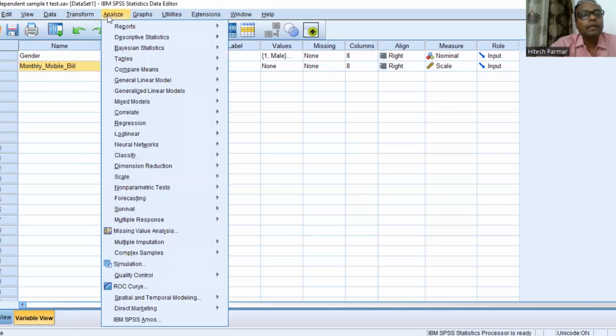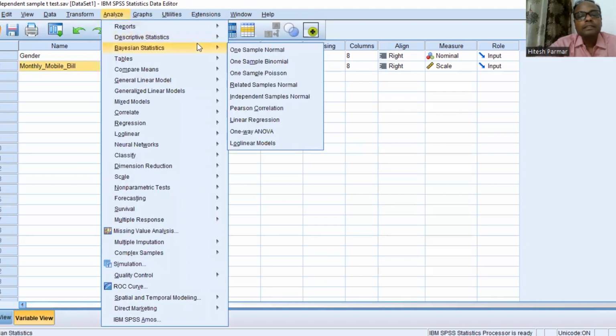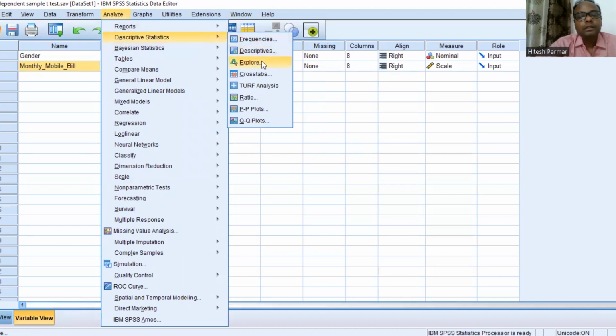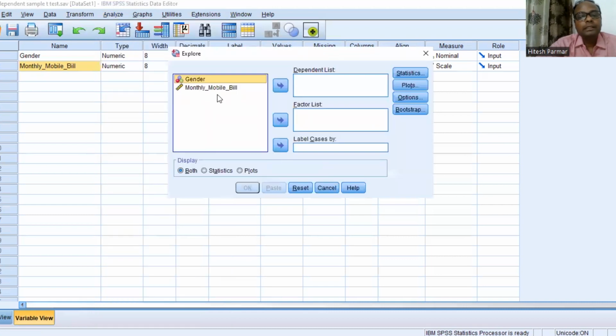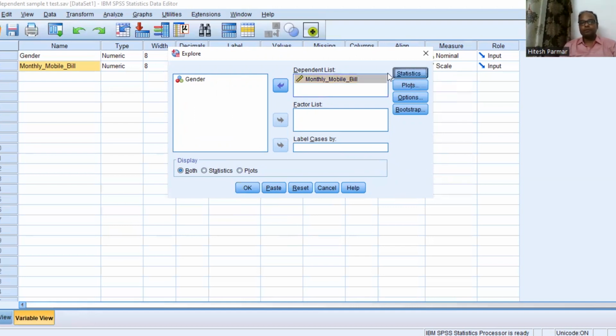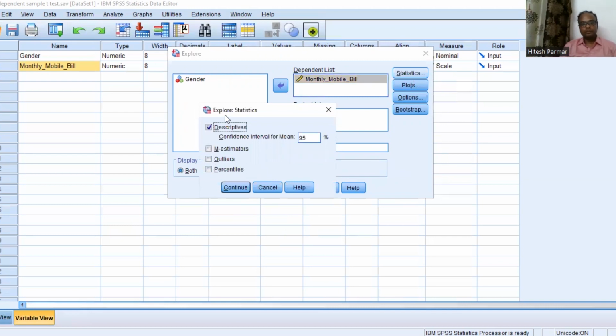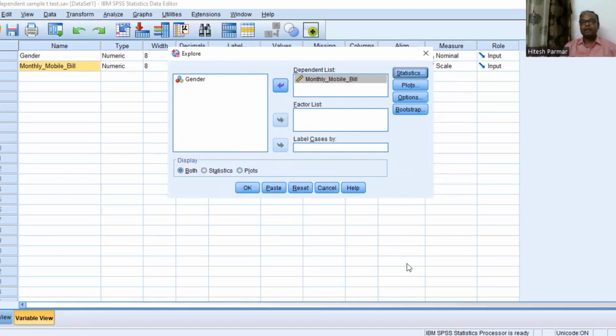To test the normality, we need to click on Analyze, Descriptive Statistics, and the option called Explore. When you click this, whichever variable you want to test, you need to shift into the dependent list. So we need to test monthly mobile bill, and I have just transferred the monthly mobile bill into the dependent list. Now we need to click on Statistics. There is a default tick mark on Descriptives. We can additionally give a tick mark to Outliers. We can click on Continue.